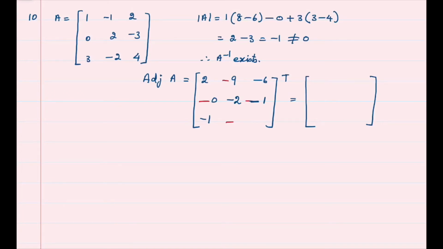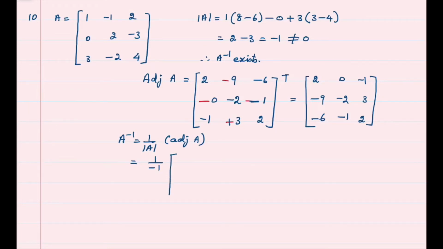Cofactor of minus 2 is minus 3 minus 0. That position gets a negative sign, plus 3. Cofactor of 4 is 2 minus 0, 2. Let us write the transpose. A inverse formula is 1 by determinant of A into adjoint of A. The answer is 1 divided by minus 1 times the adjoint. The answer is, we have to change the sign throughout.